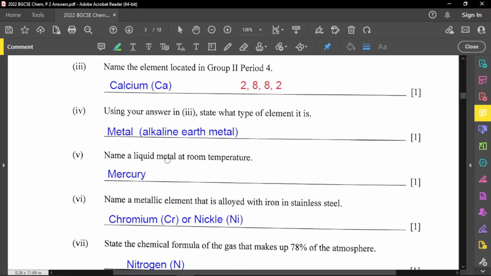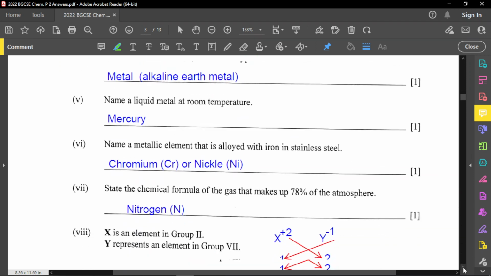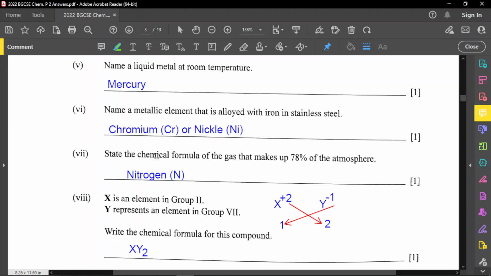Part 5, name a liquid metal at room temperature, and this is mercury. Part 6 is to name a metallic element that is alloyed with iron in stainless steel, and this could be either chromium or nickel, because both of them are in stainless steel. Part 7 is to state the chemical formula for the gas that makes up 78% of the atmosphere, and this is nitrogen, N2. For part 8, it says X is an element in group 2, Y represents an element in group 7. Write the chemical formula for this compound.